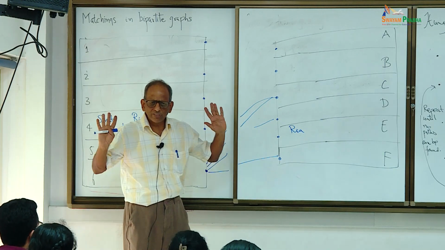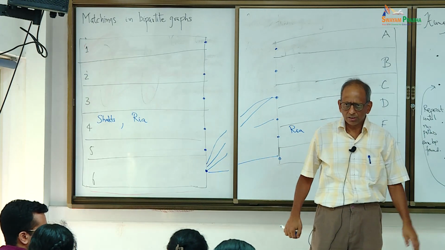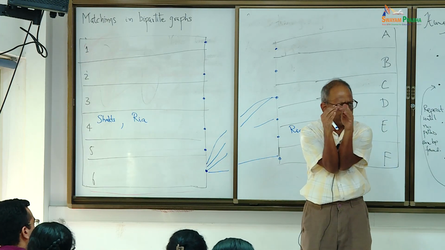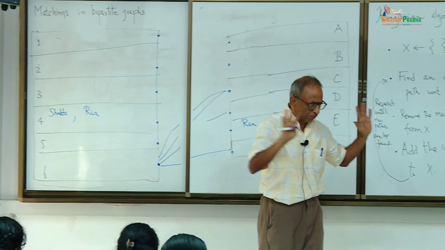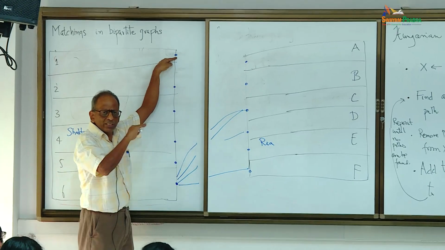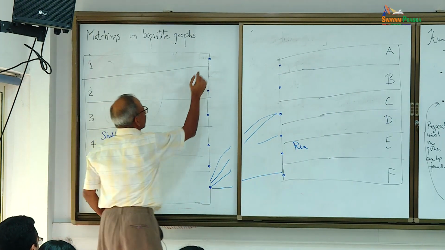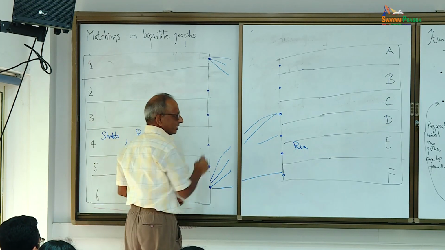Is that right? What is the total number of edges in this bipartite graph, if there are 36 students? 36 edges. Some of them may be multi-edges, but 36 edges. Each vertex has what degree? 6. Yeah. So each vertex has degree 6.